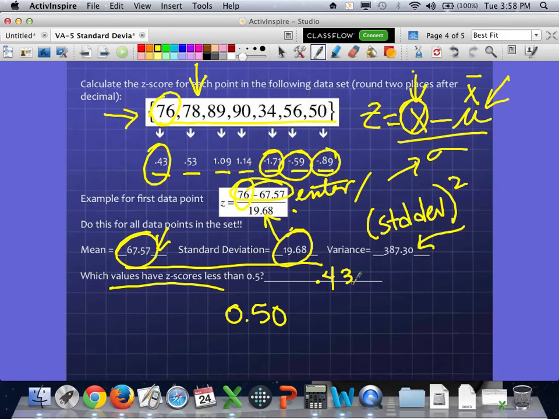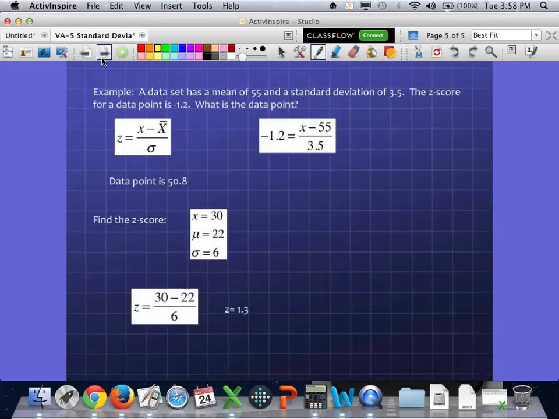Except they want the value. So instead of putting those in, let's not do that. They want the data score. So that would be 76, and 34, and 56, and 50. Okay, so all I did was look above to get the data that corresponds with that z-score. And that's what they wanted. Okay? So like I said, it's not difficult at all.